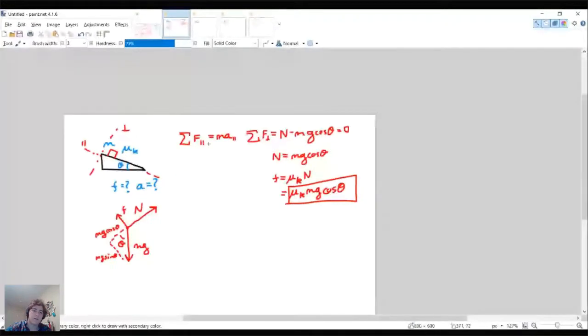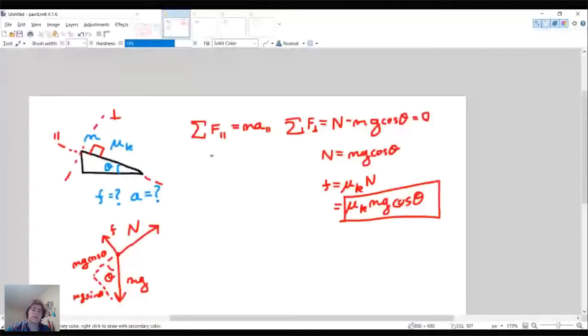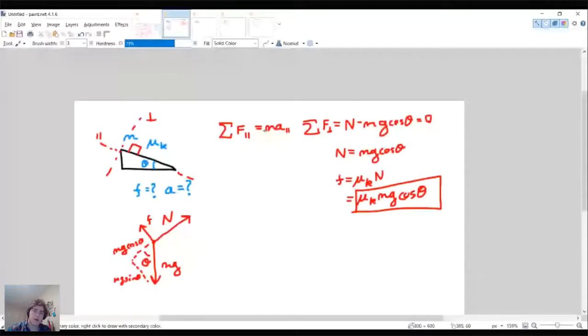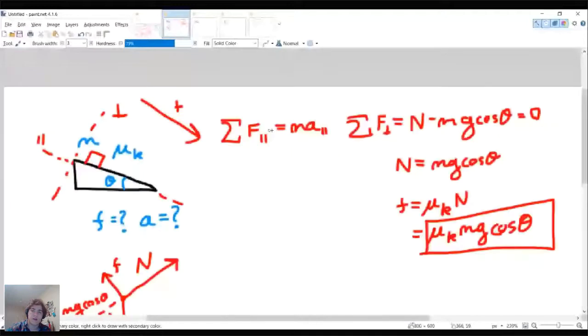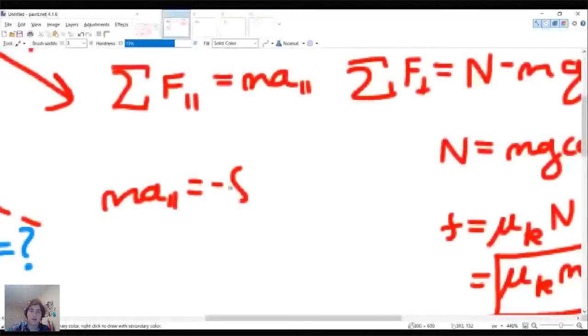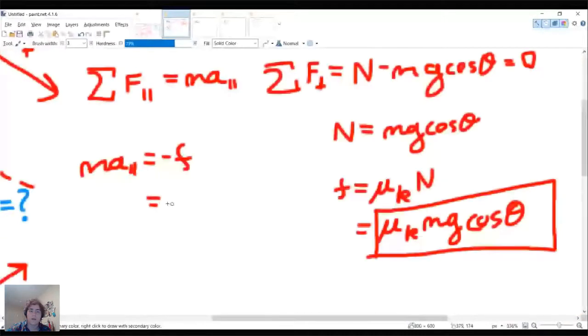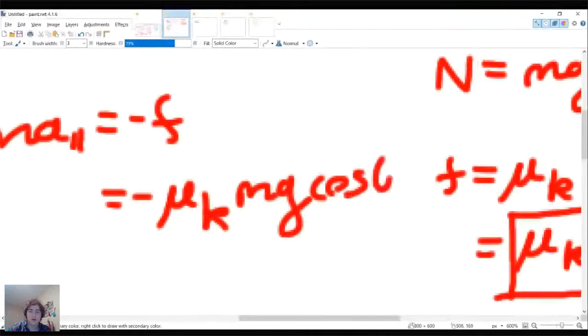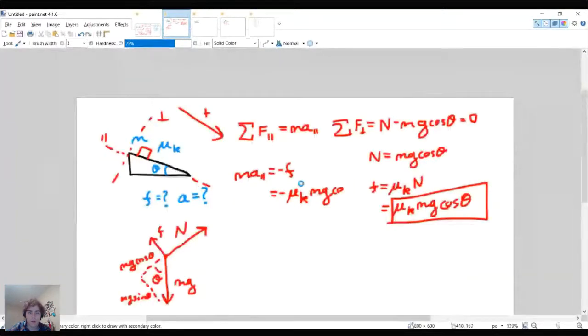So now we need to do stuff in the parallel direction. There's only one force acting in the parallel direction, and that is the friction force. We're going to assume down the plane is positive, which means the friction force is acting in the negative direction. So we have m a parallel is equal to negative the force of friction, which is negative mu k mg cosine theta. Well, no, that is incorrect. We have another force pointing down the plane positively, which is the component of gravity pointing down the plane.